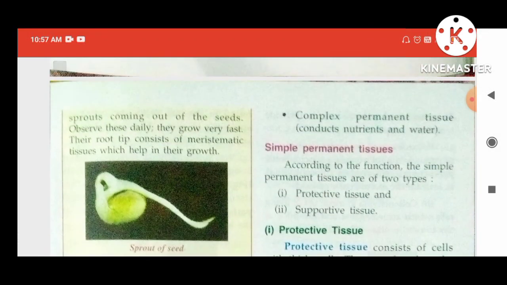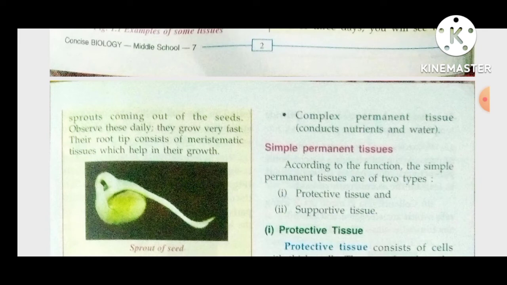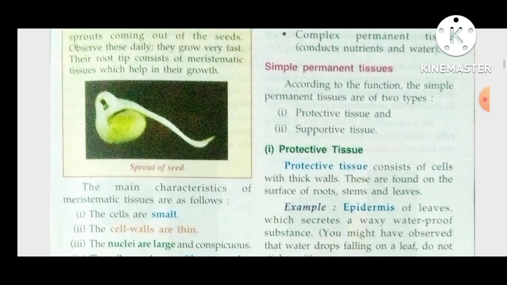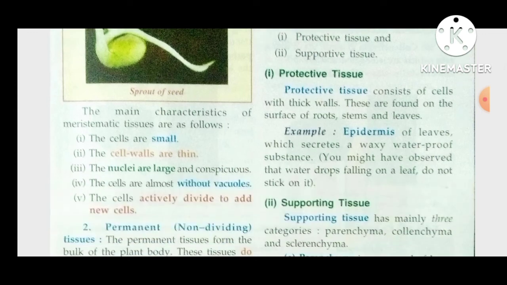Simple permanent tissue. In simple permanent tissue, there are two types of tissue: protective tissue and supporting tissue. What is protective tissue? Protective tissue consists of cells with thick walls. These are found on the surface of roots, stems, and leaves. Example: the epidermis of leaves, which secretes a waxy waterproof substance.